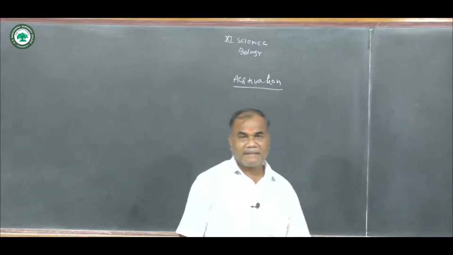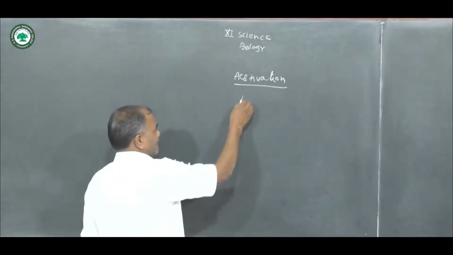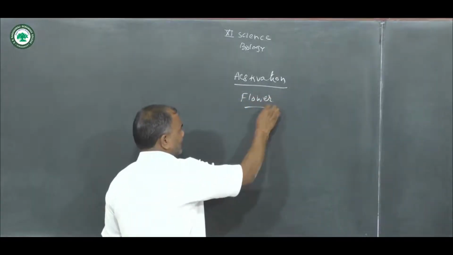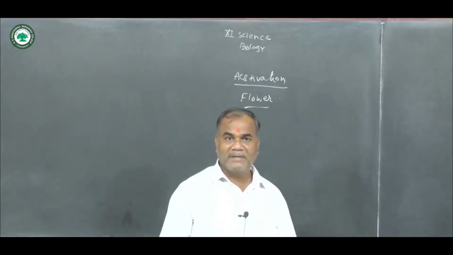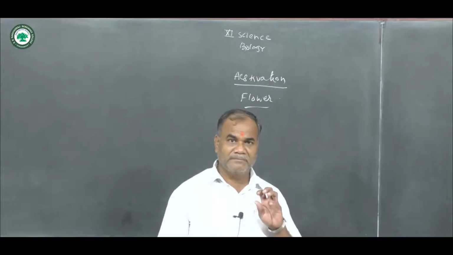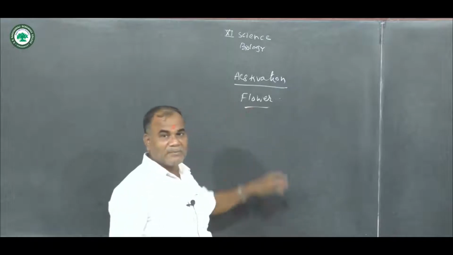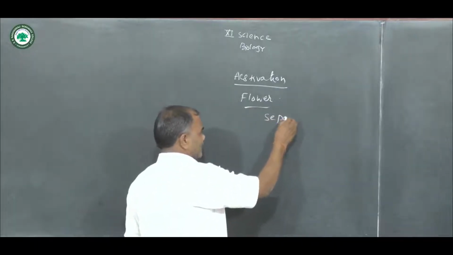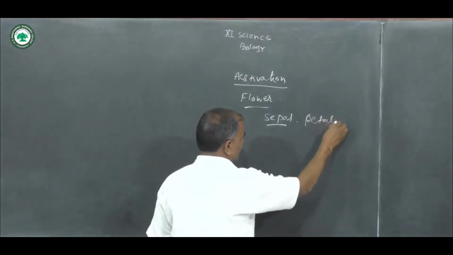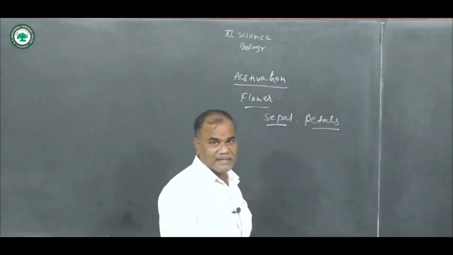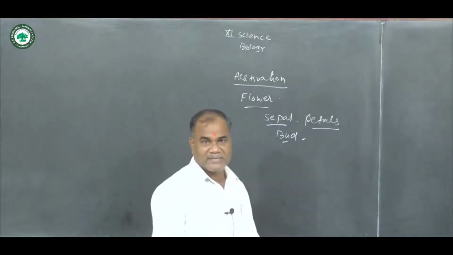What is aestivation? When we study the flower, when flowers are present in bud condition, the sepals and petals are arranged in a particular manner. The arrangement of sepals or petals, that is calyx and corolla, in bud condition is known as aestivation.